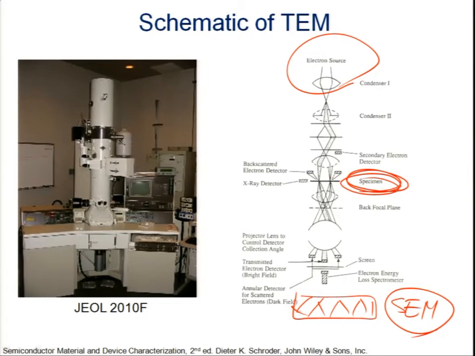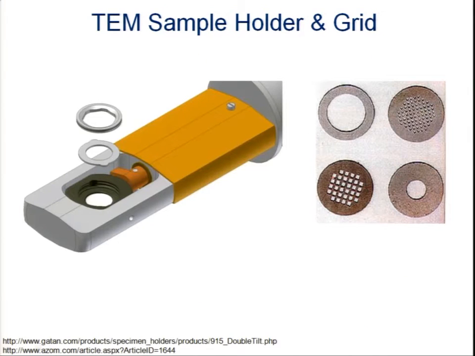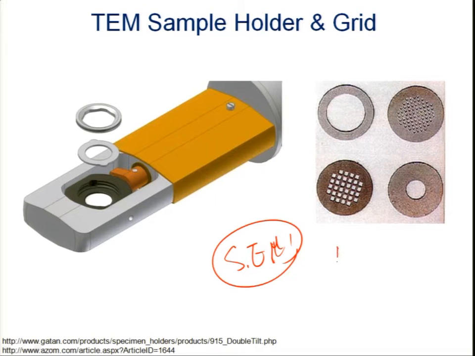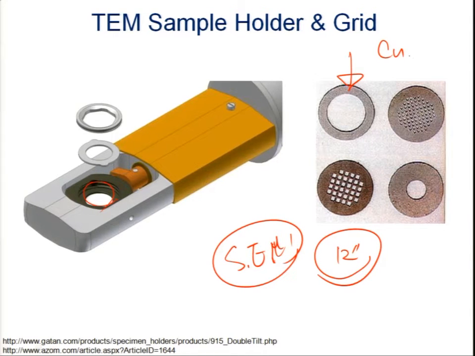And another big difference is on SEM. For some SEM, we can just load 12-inch wafers. But TEM has a fixed size of the sample. So this is a typical copper grid used for the TEM. The diameter of the grid is always 3 millimeter.